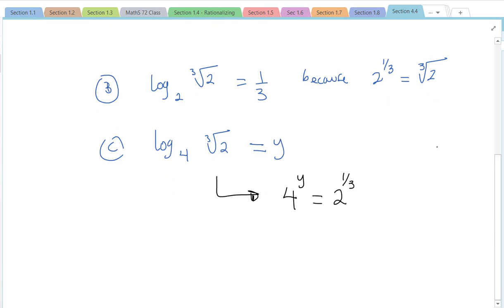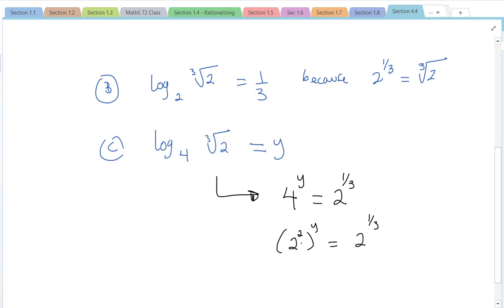If it was 2 to the y equals 2 to the 1/3, that would be nice because the bases are the same. So the trick with this is to get the bases to be the same. My base of the exponential here is 2 to the 1/3, so I want to be able to write 4 with the base of 2. Can I write 4 with the base of 2? Yeah. 4 is 2 squared.